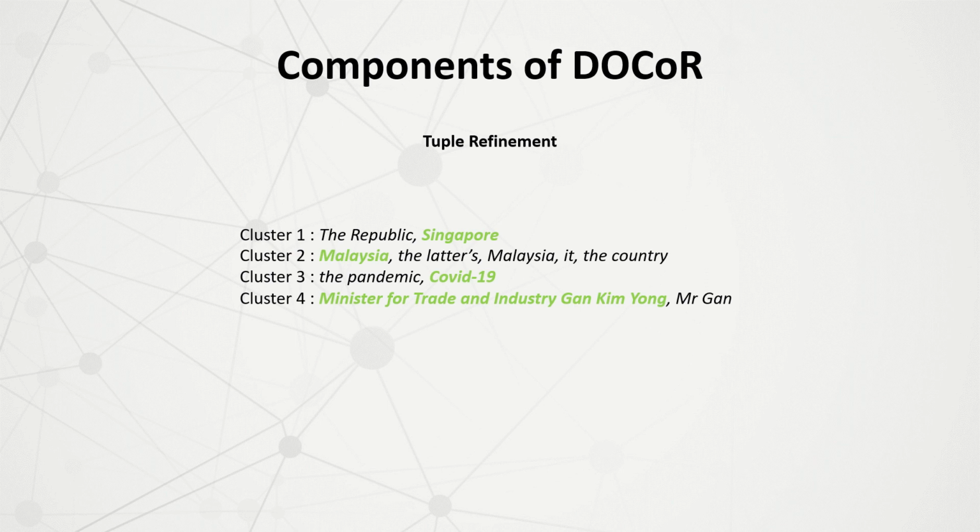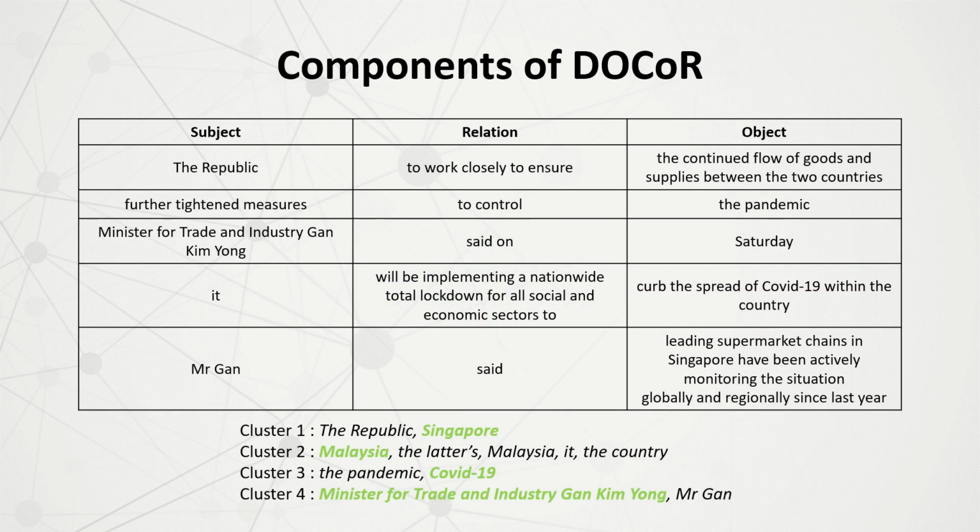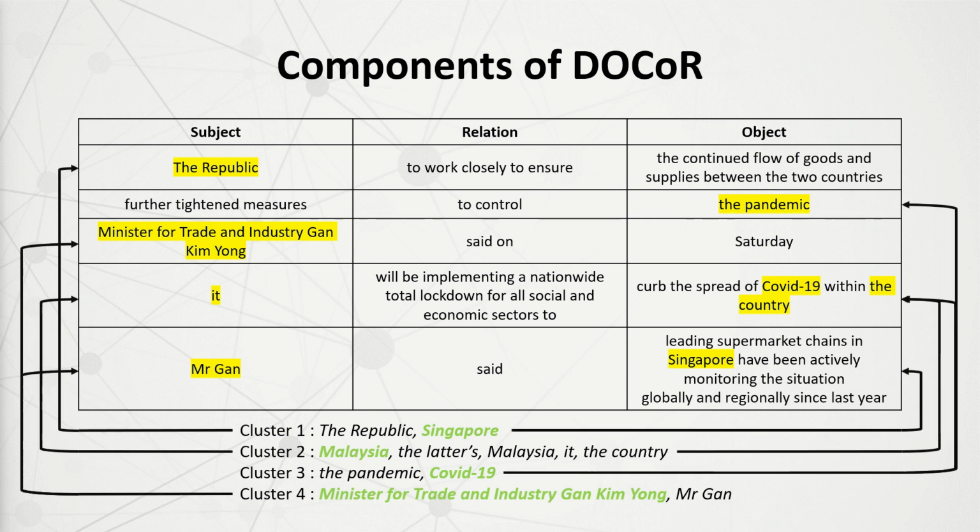Let's say we have these coreference clusters with their respective representative terms indicated in green. From the same piece of text, these are the relational tuples extracted by OpenIE 4. We first identify all the coreferential mentions within the subject and object of the tuples. After all the coreferential terms are identified, they are then substituted with the representative term of their respective clusters.